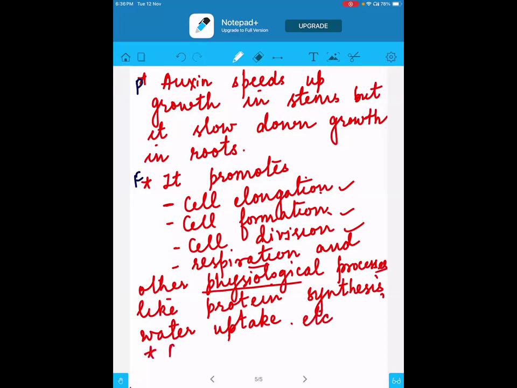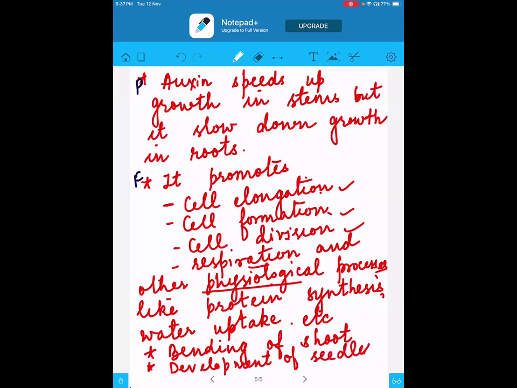Then the next function, bending of shoots. So they are also responsible for bending of shoot, because already we have discussed, whenever the light comes on their side, they will start going towards the shaded part, and because of that, the bending of the shoot will happen. And very important, the last point, it also helps in the development of seedless fruit. Now, if they ask you, name the plant hormone which is responsible for the development of seedless fruit, then your answer should be auxin. So that's about the auxin.